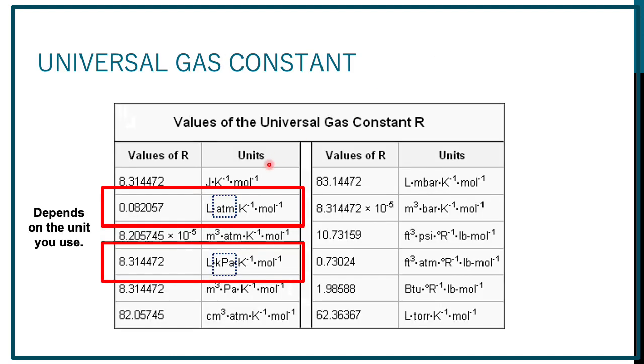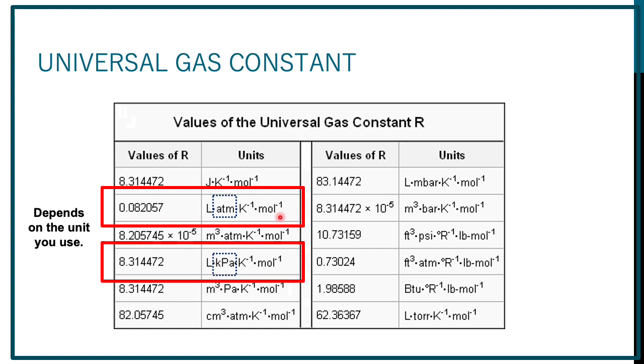In PV equal to nRT, the ideal gas equation, there is R. R here is the gas constant, the universal gas constant. You can actually use all these units, but we focus on this one: 0.082057 in liter atm K minus 1 mole minus 1. Or you can use this gas constant, 8.314472 liter kilopascal K minus 1 mole minus 1.